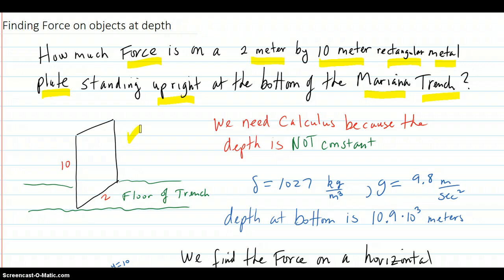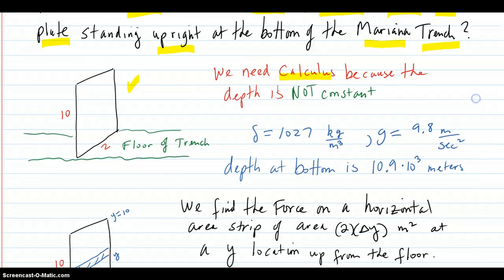So the problem is that we don't have constant depth on that object, so we need calculus. The density of the seawater was already given in the previous video to be this. Of course, the gravity is this. The depth all the way to the bottom of the Mariana Trench was this amount of meters.